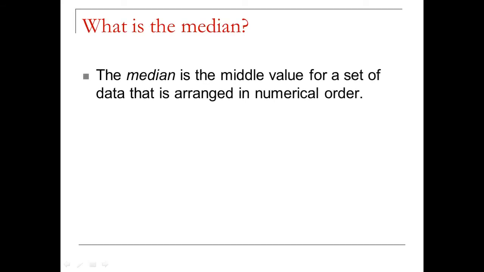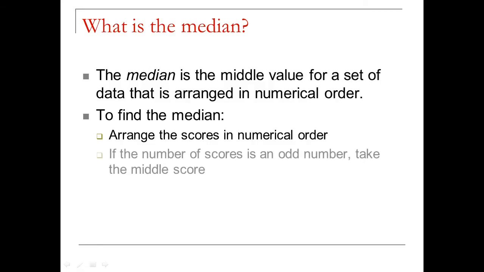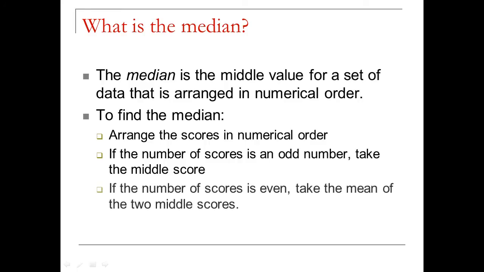The median score is the middle value of any set of data that's arranged in numerical order. To find the median, make sure you first arrange the scores in numerical order. If you have an odd number of scores, simply take the middle score as your median score. And if you have an even number of scores, you want to take the mean of the 2 middle scores.